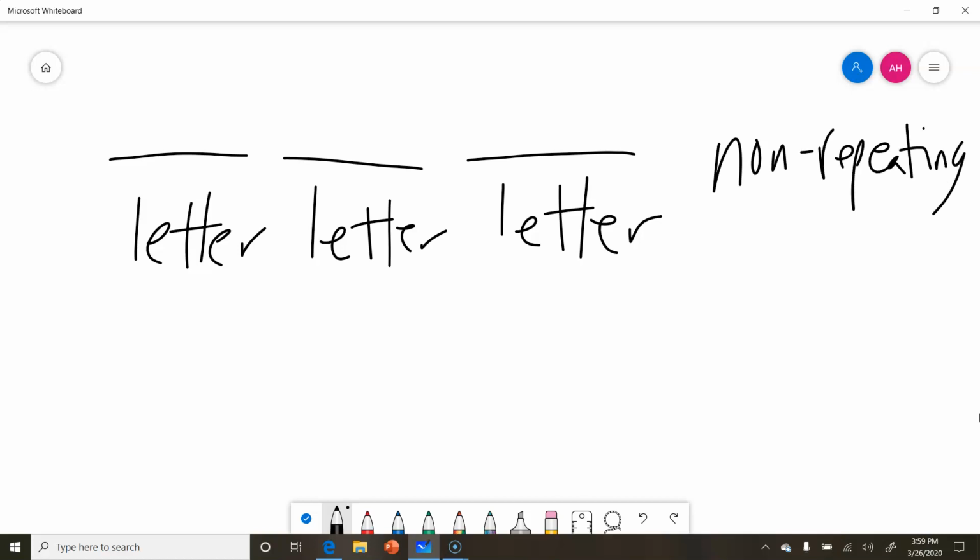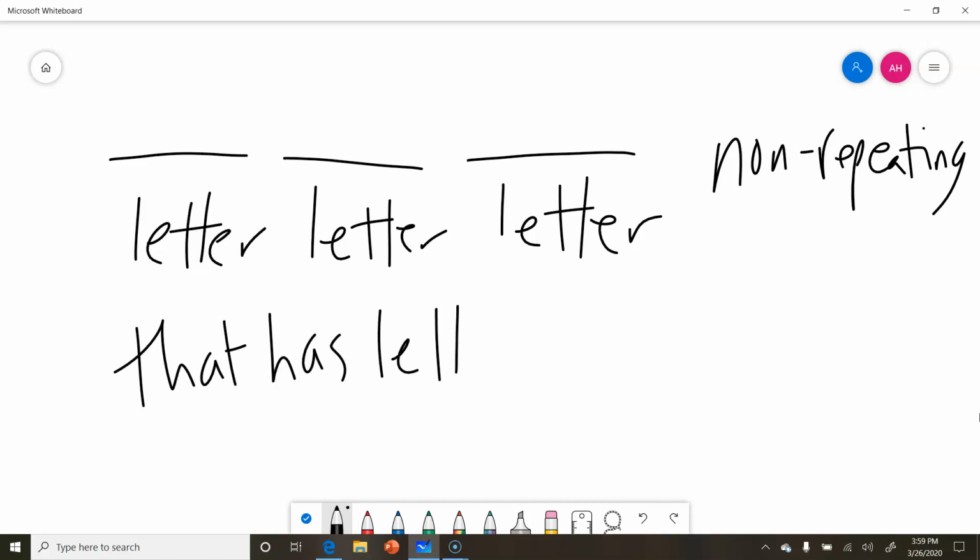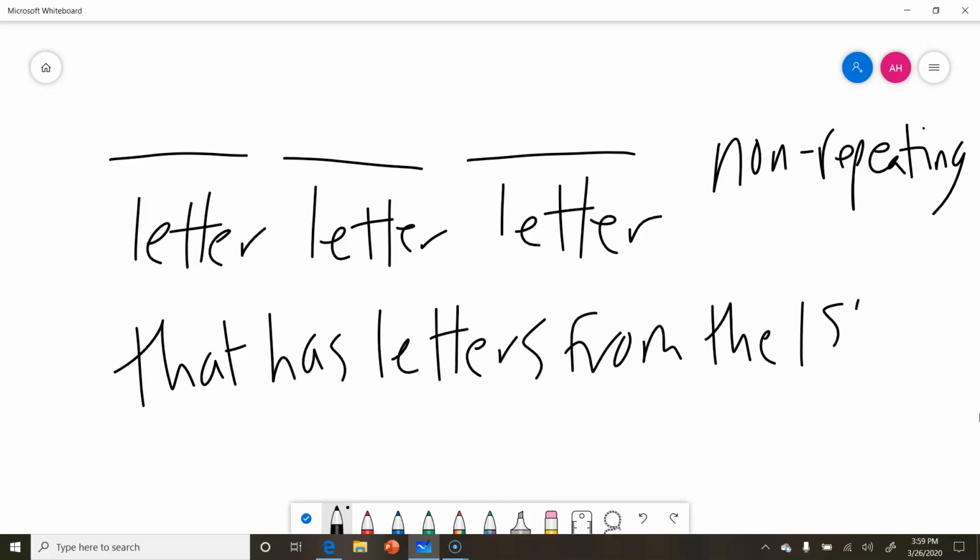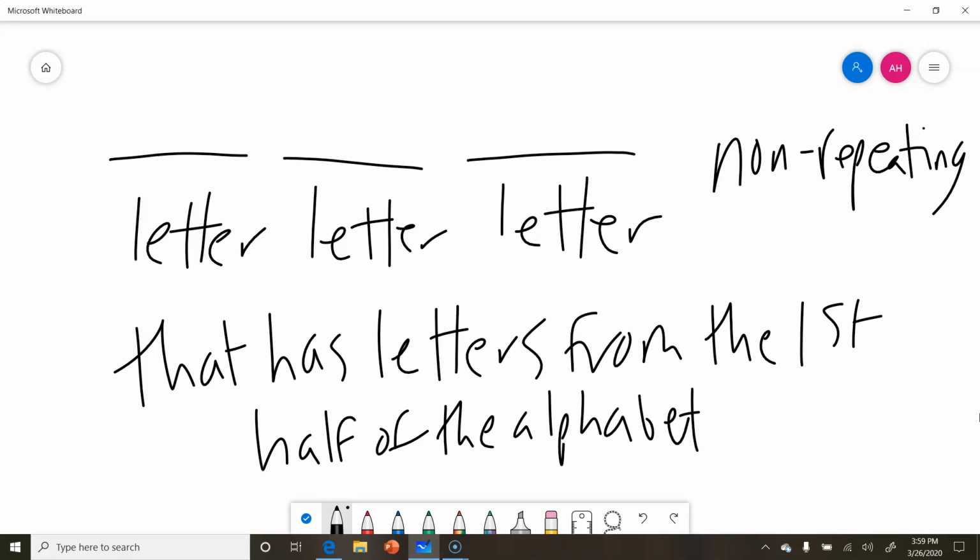These letters do not repeat, non-repeating. What is the probability of getting a license plate that has letters from the first half of the alphabet? Okay. Now the first half of the alphabet, if the alphabet has 26 letters, the first half is the 13 that are there. So we have 13 and 13.